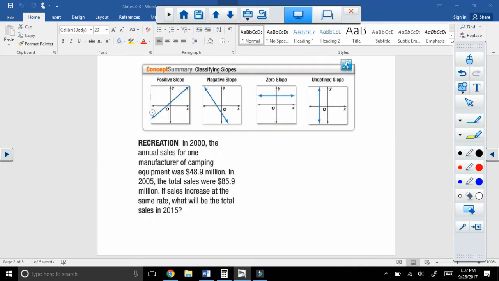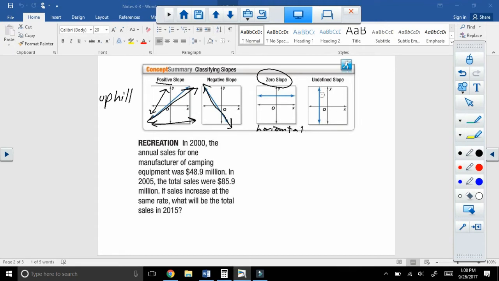So I included this chart here just to remind you: positive slope, I think of it as going uphill. As you go from left to right, a positive slope line will be going up. It doesn't necessarily have to be very steep; any of those would be positive slope. Negative slope is going down from left to right. Zero slope is a horizontal line.